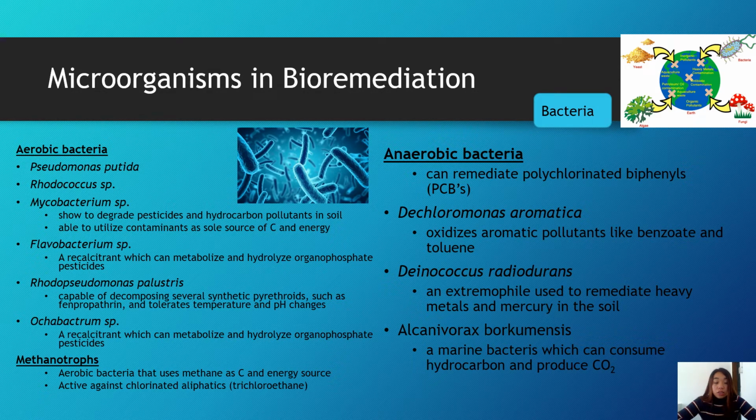Examples of the microorganisms involved in bioremediation: we have here aerobic bacteria. Examples are the genus Pseudomonas, for example the species Pseudomonas putida. We also have Rhodococcus sp. and Mycobacterium sp. These three are shown to degrade pesticides and hydrocarbon pollutants in soil. They are able to utilize contaminants as sole source of carbon and energy. Then Flavobacterium, which can metabolize and hydrolyze organophosphate pesticides.